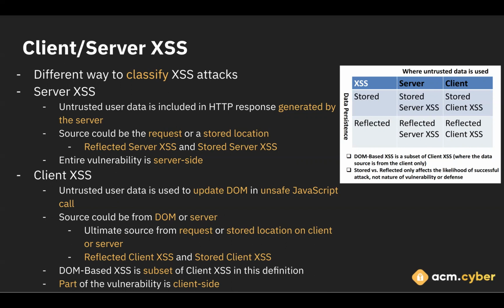And the entire vulnerability is on the server, whereas client XSS is more that DOM-based, as I mentioned, where untrusted user data is used to update the DOM in an unsafe JavaScript call. The source could be from the DOM or the server. So you could actually have client XSS that's a combined vulnerability of the client and the server, but at least part of it has to be from the client. And the ultimate source of the attack is from a request or a stored location on either the client or the server. It's really muddy. You can have attacks that are both, part of it on the server side, part of it client side. So as I mentioned, you can have reflected client and or stored client XSS.